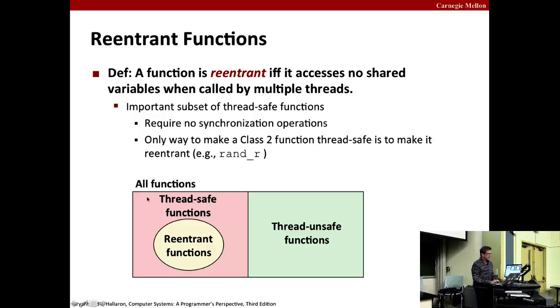So as the diagram shows, every reentrant function is thread safe, but not every thread safe function is reentrant. So we saw that before, right? When we have a function that accesses a shared variable, we can make it thread safe by protecting it with a mutex. Okay, but it's not reentrant because it's accessing shared variables.